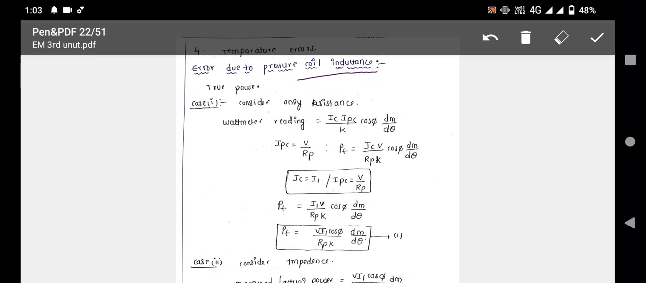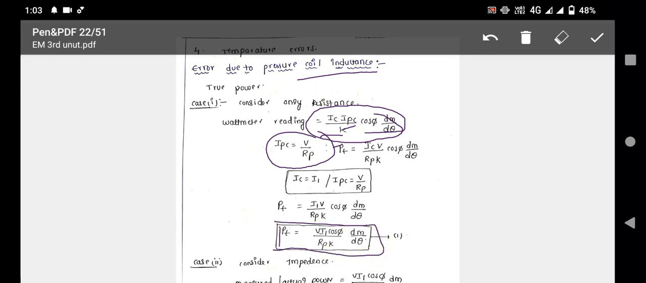Wattmeter reading is given by IC, current through current coil, and pressure coil current, by K cos phi dM by d theta. That is, the wattmeter reading is proportional to IP I cos phi dM by d theta. From this, IP is known as V by RP. From that, the true power will be obtained as VI cos phi by RP K dM by d theta.